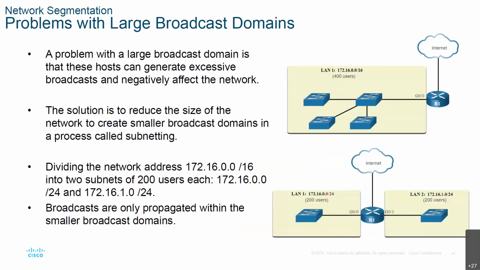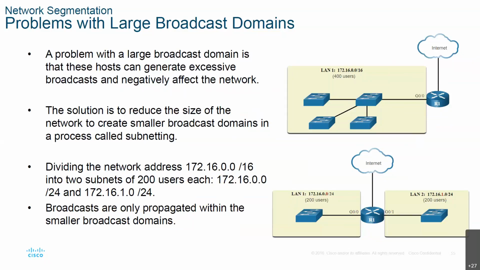Now, the issue with a large broadcast domain is that it can create so many broadcasts which can negatively affect our network. So one way to improve this kind of issue is to take your large network and segment it. In other words, take a large network and divide it into smaller networks. Segmentation we call subnetting.